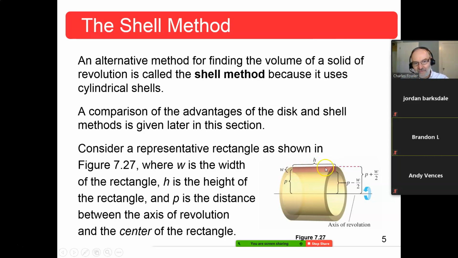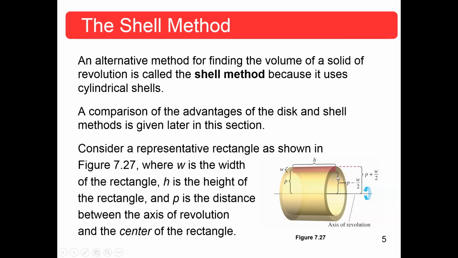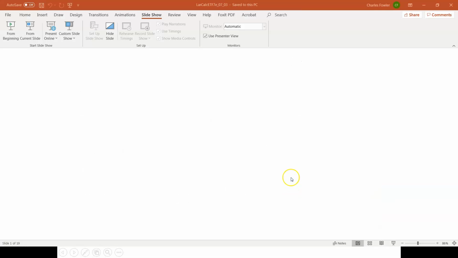The width of that rectangle would be your H here. The length of that rectangle would be the circumference of that circle. Now, they go into all kinds of gory detail about P plus W over 2 being a longer length and P minus W over 2 being a shorter length, where P is, yuck!